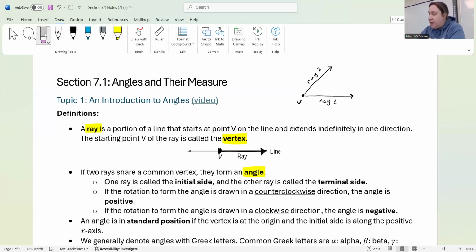So let's go ahead and officially name these. We'll erase ray one and ray two. Let's say this is our initial side, and then this is our terminal side. Oops, I'm going off the page. All right, so we have the initial side, and then we have the terminal side.